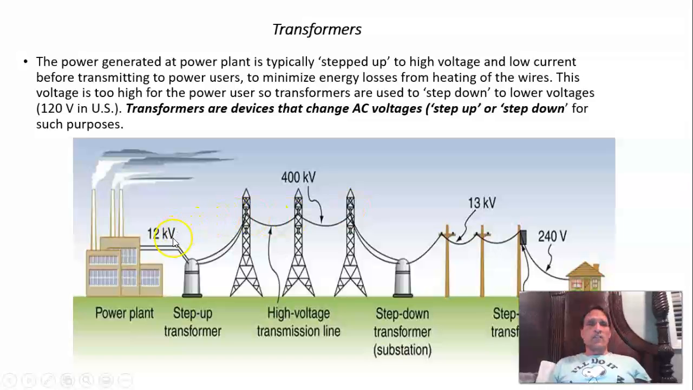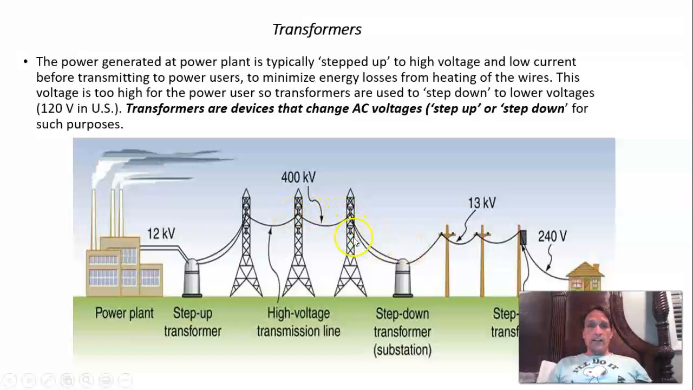So to minimize this loss in energy, we want to step the voltages up to very high voltages at very low currents, okay? Remember, the power is the product of I times V. And so we can transmit the same power at a high voltage and a low current, or at a low voltage and a high current, right? And so typically it's always desirable to transmit it at a high voltage and a low current to minimize the amount of heat that's lost in the wires here, dissipated, okay?